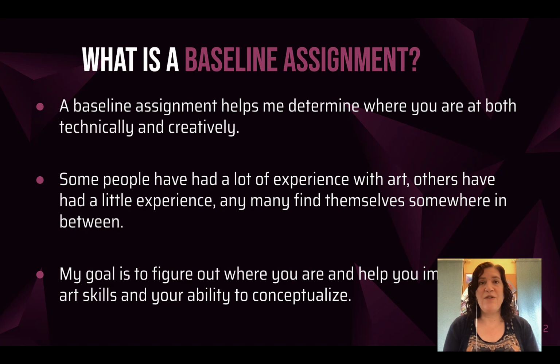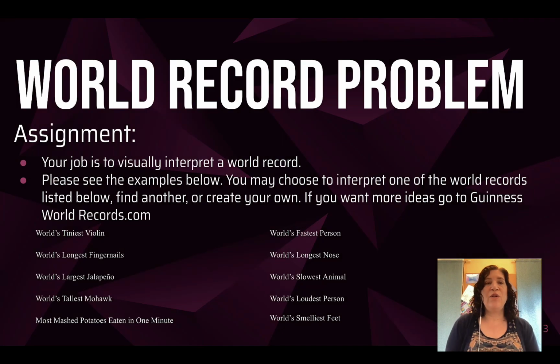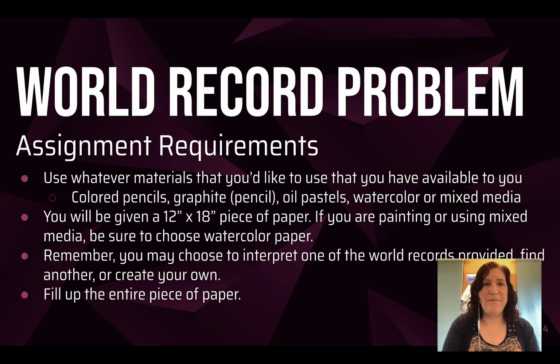Your goal this year is going to start from where you are and improve. So my goal is to figure out where you are in that sort of continuum and help you improve by giving you tips on art skills and tips on how to develop your concept skills. So your assignment is you will visually interpret a world record. I have a lot of examples here below, but you can also go to GuinnessWorldRecords.com and see all kinds of ideas. So, for example, the world's tiniest violin, the world's largest jalapeno, the world's loudest person, the world's slowest animal, anything like that, you're going to illustrate.